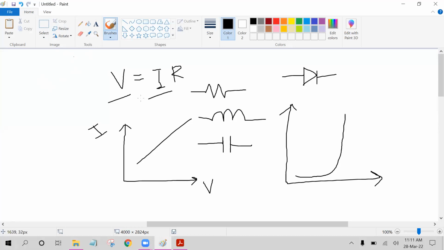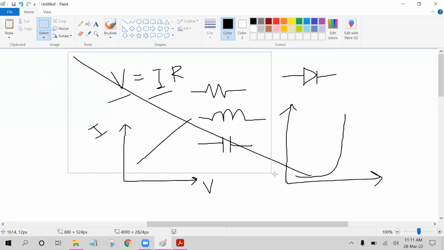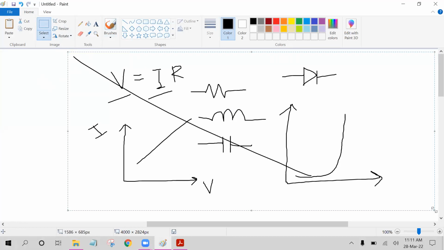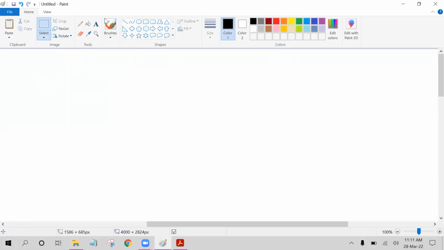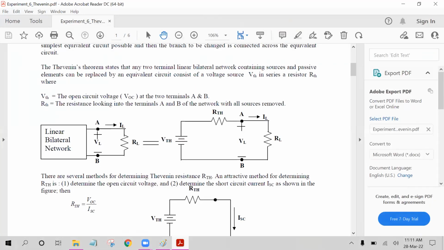Okay, and in this course we have learned about some sources, right? Dependent source, independent source, voltage source, current source, etc. All these sources are also linear element. So in this type of linear circuit which contains some source and some resistor or maybe inductor capacitor, we can apply Thevenin's theorem on that circuit. Is it clear?